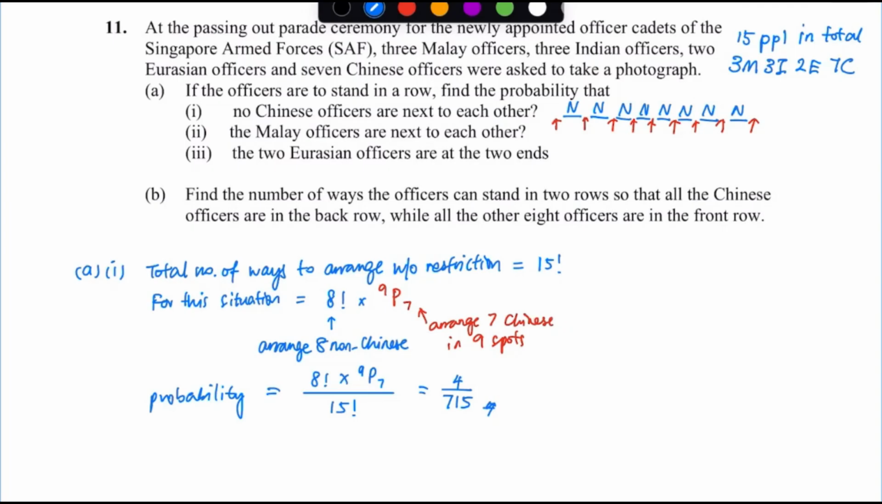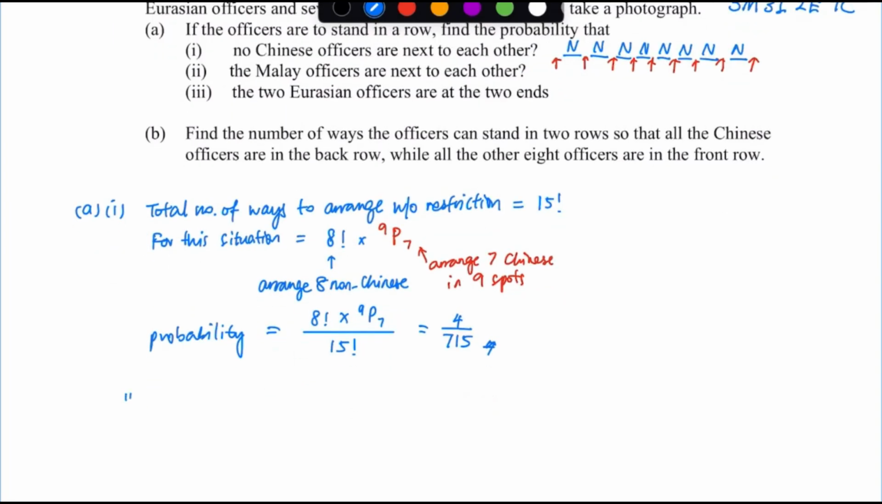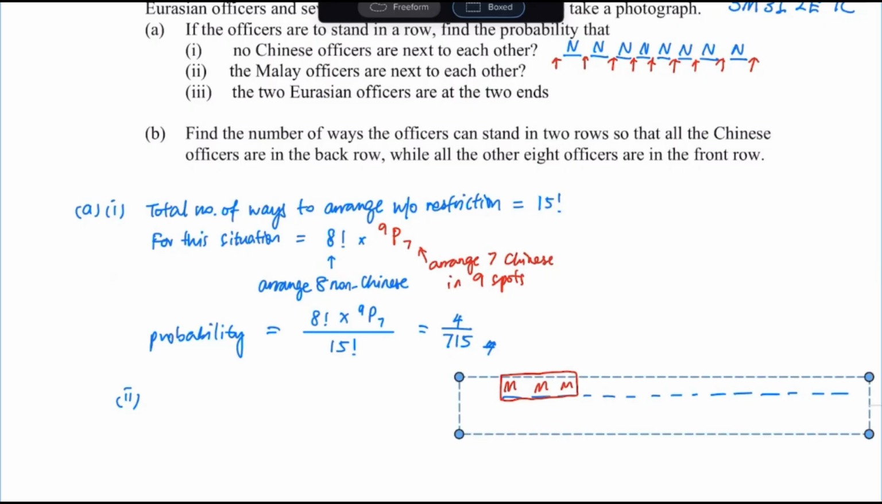Let's look at number 2. We want to arrange such that the Malay officers are next to each other. This means the 3 Malay officers will form a group, and we will permutate and arrange by the units. So technically speaking, if the 3 Malay people are here, they will form one group, correct? And then we have the other people to permutate.